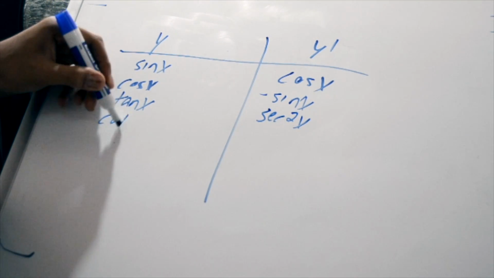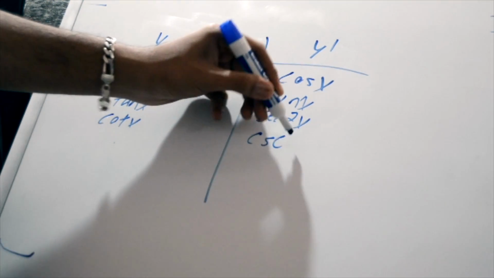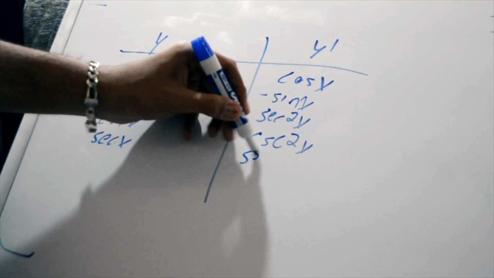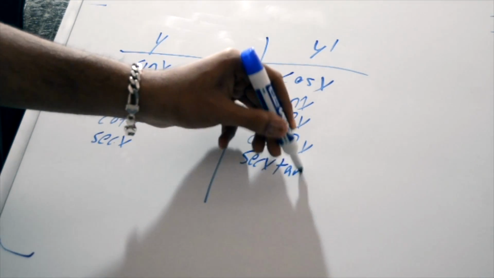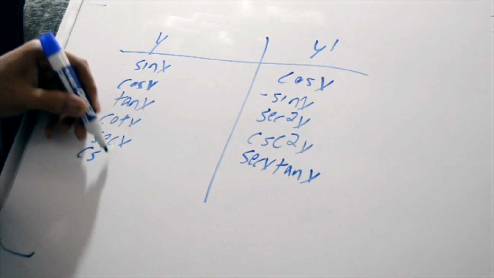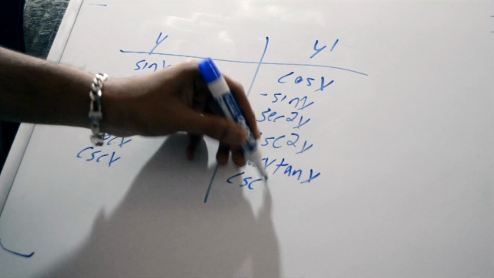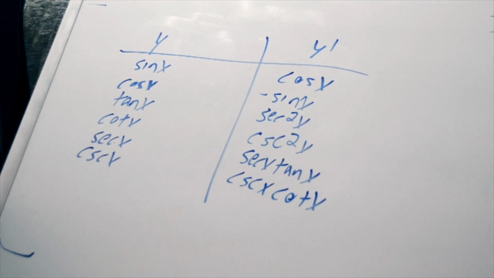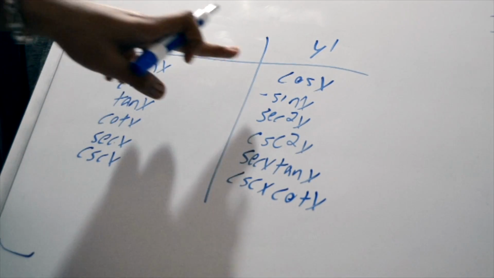If you have cotangent x, you have negative cosecant squared x. If you have secant x, you're going to have secant x tan x. And if you have cosecant x, you're going to have negative cosecant x cotangent x. Alright, and that's just derivatives. And if you want to integrate it, just integrate backwards.